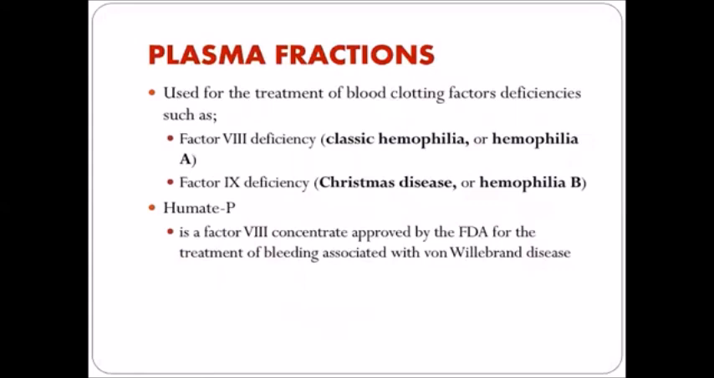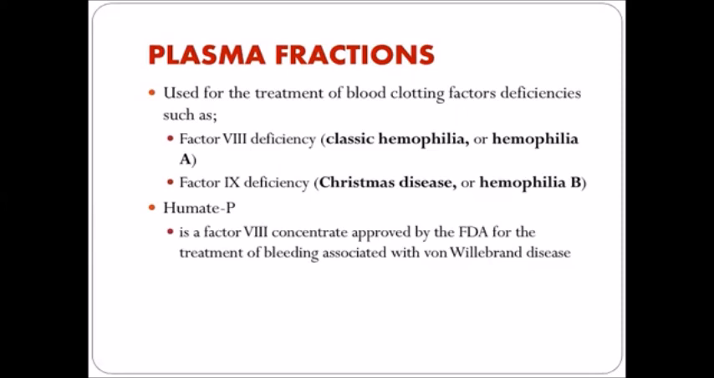Next, plasma fractions. Usually, plasma fractions are being used for certain genetic disorders, lalo na for those patients who have deficiency in certain clotting factors. For instance, for patients with hemophilia A that lack factor 8, and hemophilia B, those patients that lack naman factor 9. So classic hemophilia is factor 8 deficiency, while Christmas disease is factor 9 deficiency.